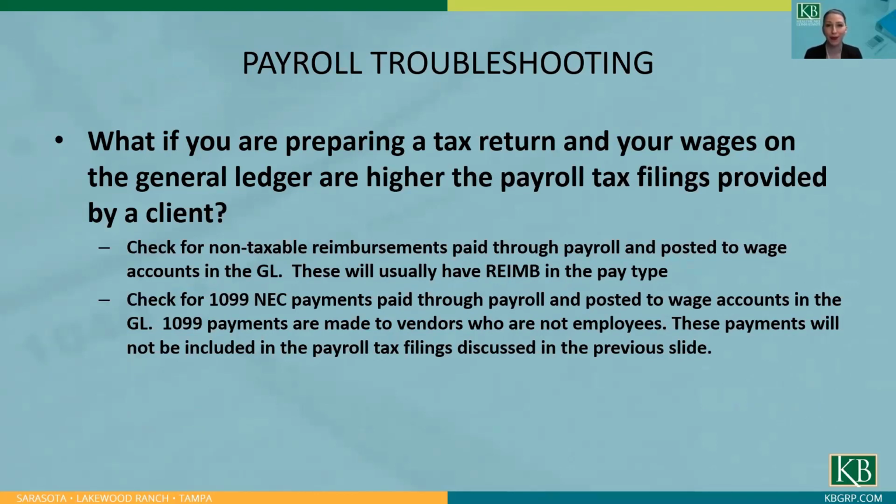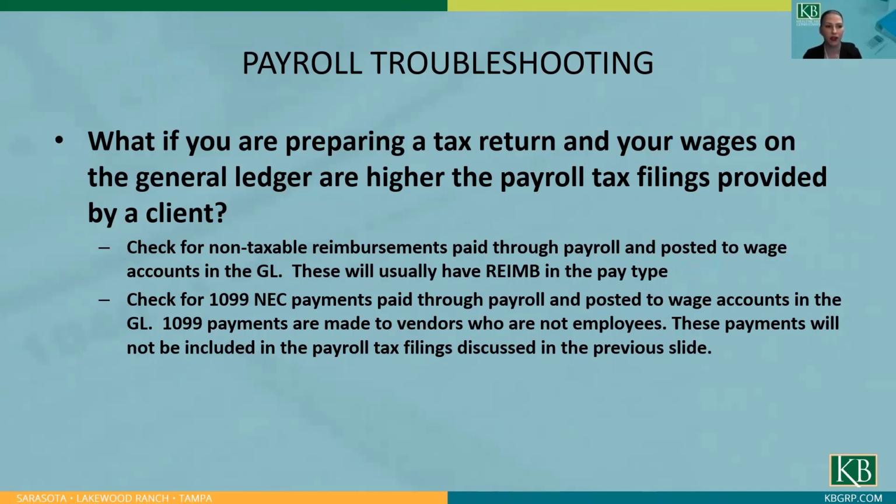So what if we're the other way? What if the amount that's supposed to be on my tax return is higher than the payroll tax filings? And I look at my general ledger accounts and I'm too high compared to the recap of the filings that the client has provided. Then it's a little bit more involved, but it's still not insurmountable.